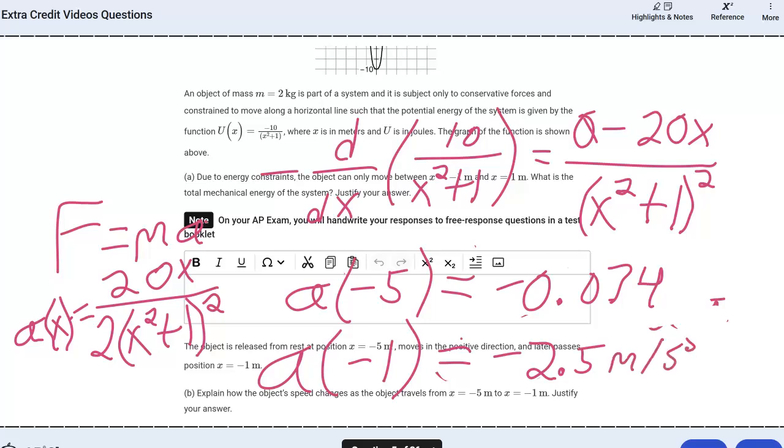So what this tells us is that as the object travels from negative 5 to negative 1, the magnitude of acceleration is increasing. So acceleration is increasing in the negative direction. Okay.